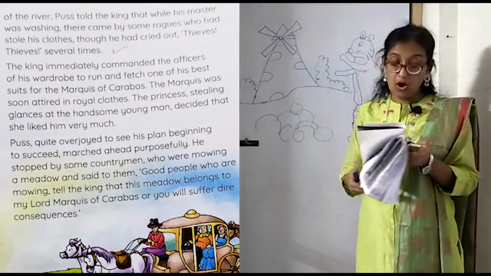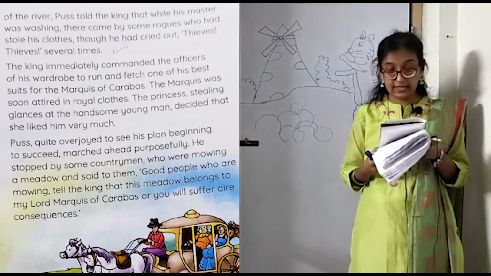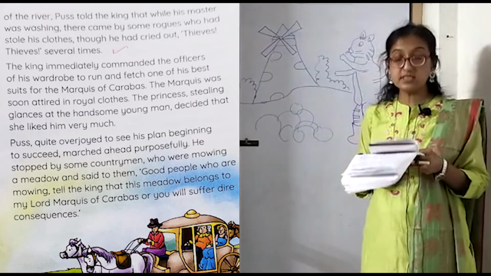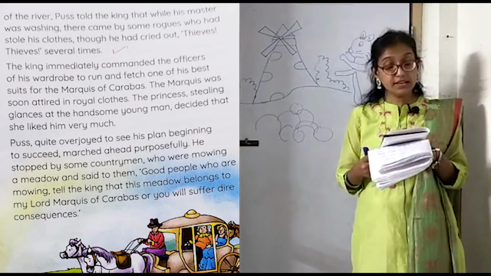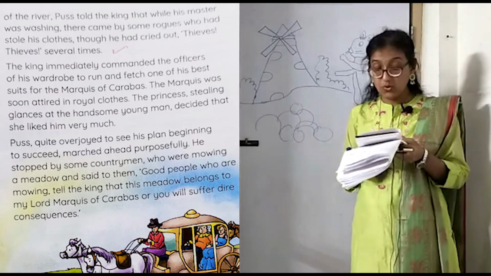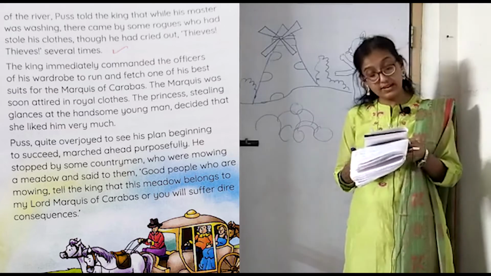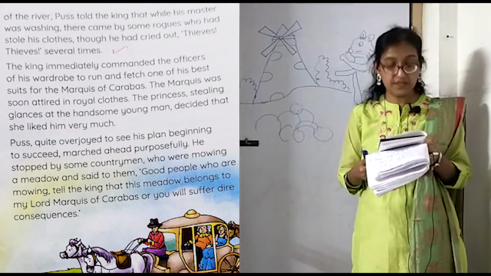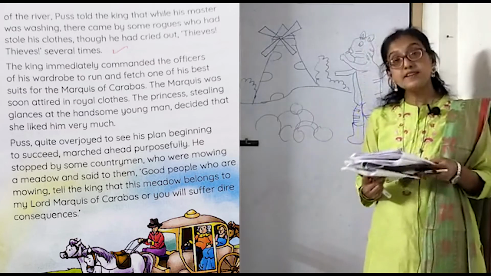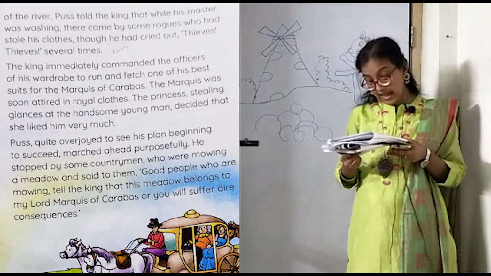As they were drawing him out of the river, Puss told the king that while his master was washing, some rogues had come by and stolen his clothes, though he had cried out, "Thieves, thieves," several times. Now, what is happening here?